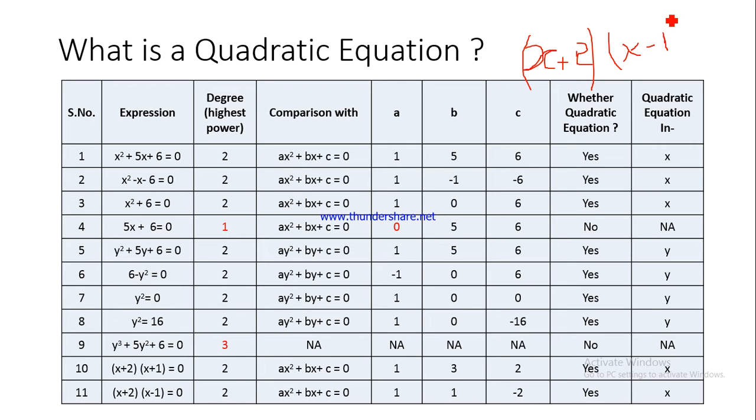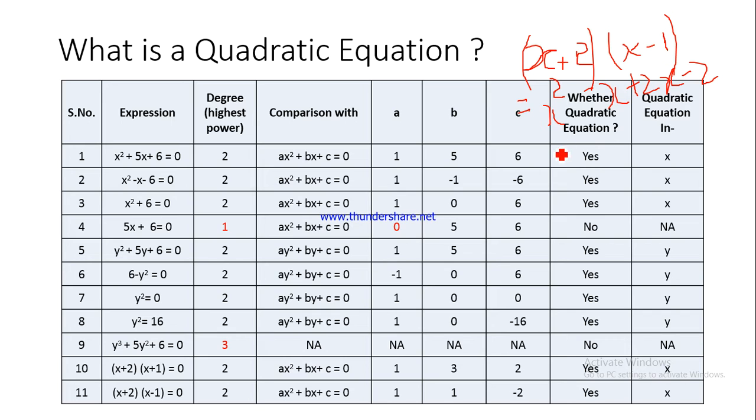Bear with this, we as of now do not have access to better technology. So now this x multiplied with this x will become x square. Then this x multiplied by minus 1 will become minus x. Then this plus 2 multiplied with this plus x will become plus 2x. And then this plus 2 multiplied by this minus 1 will become minus 2.